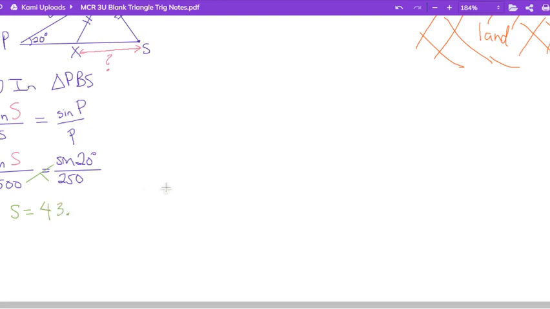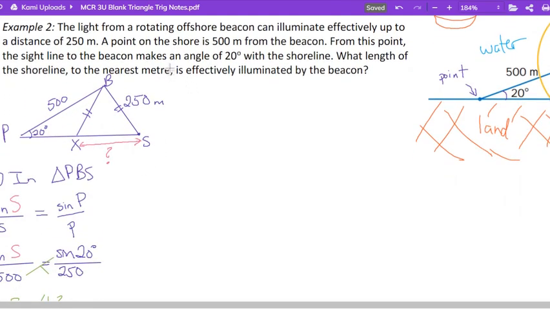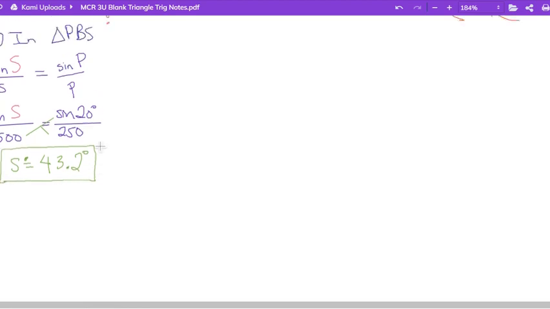What did they tell us? Okay, watch this. So if the question says to the nearest meter, keep one extra decimal at least, okay? So that means I've got 43.2 degrees approximately. That's all I need to do in the big triangle.